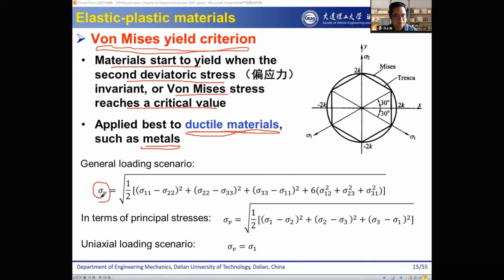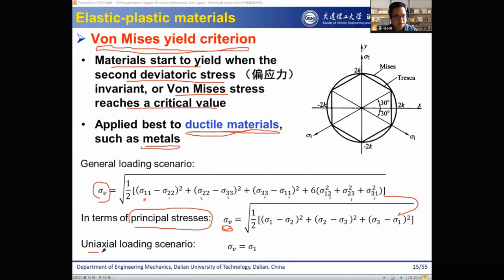And this is the definition in terms of the principal stress. Because we know those are the stress components, those 6 stress components can be transformed to the principal stress. Therefore, we can write the yield stress or the Von Mises stress in terms of the principal stress.